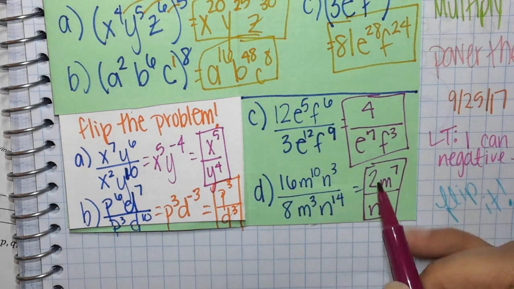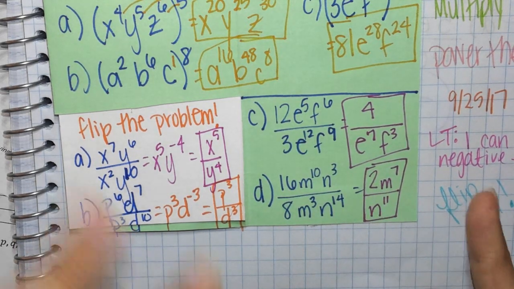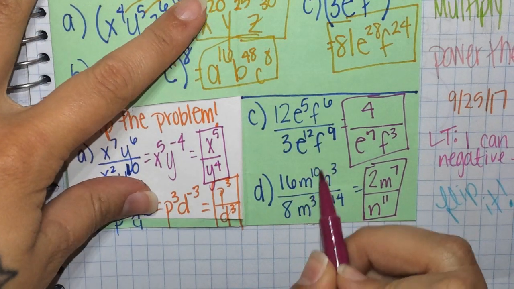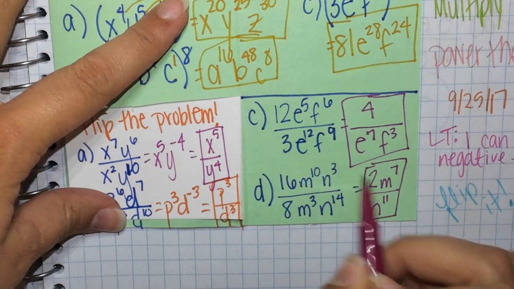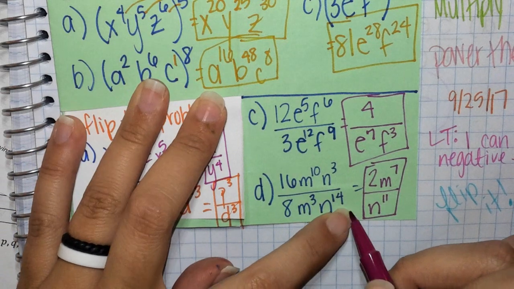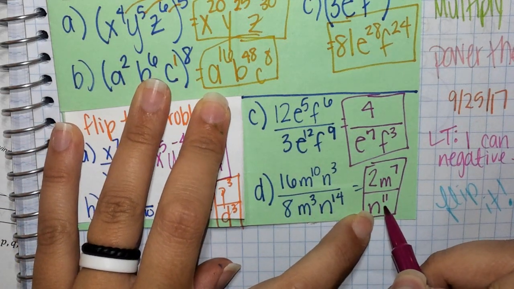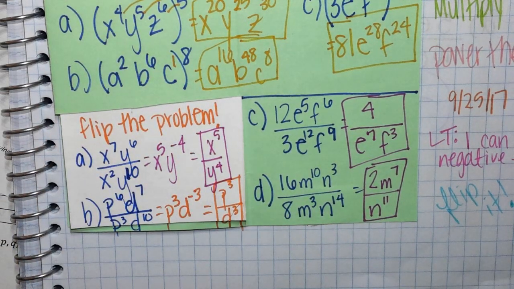So you put your variable where the big number is. The big exponent is on top for m, so it goes on top. The big number is on bottom for n, so it goes on bottom. Alright, did anybody else get 2 times m to the 7th divided by n to the 11th? Did anybody accidentally put their m on the bottom of the fraction? Okay, do you see why it goes on top? Because it's a positive.